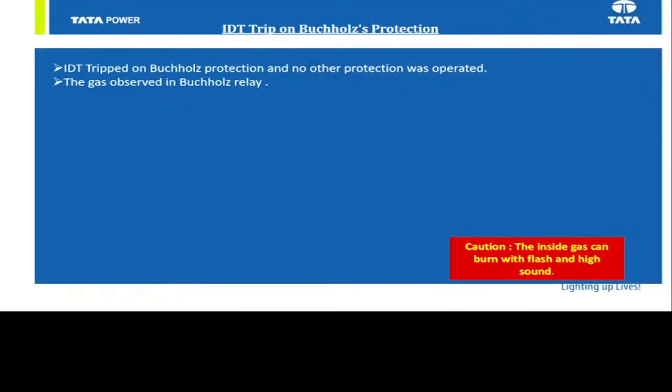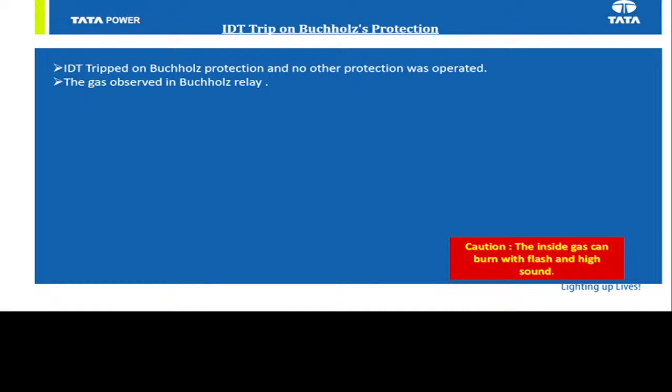Because it tripped on Buchholz and no other differential protection operated, and no overcurrent operated either, and there was a gas trap inside the Buchholz. As the renewable plant was at a remote location, analyzing the DGA required almost 2 to 3 days to take the samples and then get the result. So we did not want to lose that time.